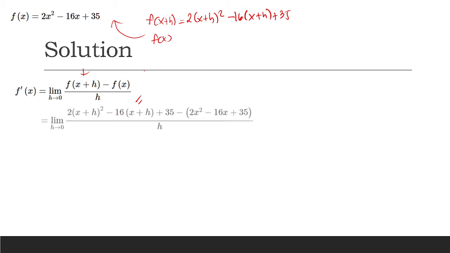If we do that, we will have this, this is your f of x plus h, and this is your f of x, all over h. We just substituted it here. This time around, we will simplify it. Usually, when taking a limit, we don't substitute the value of h right away, because h is approaching 0.